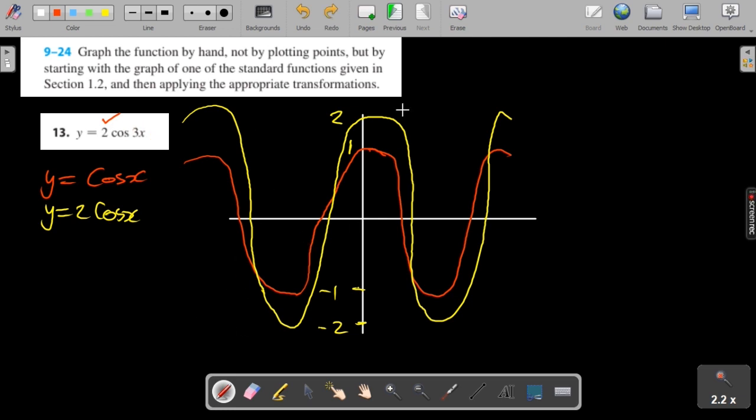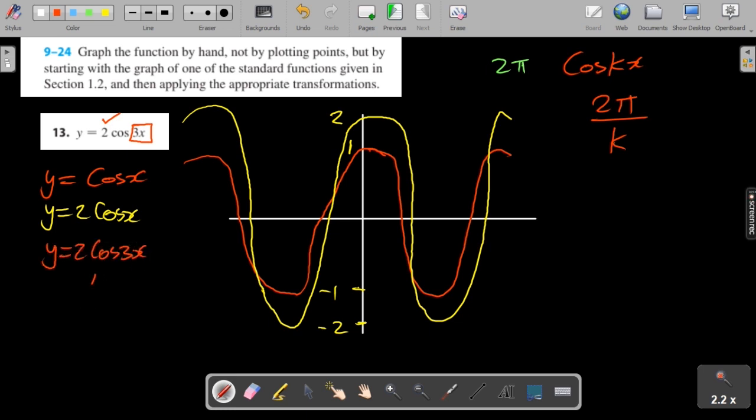So the period of the normal cosine function is 2 pi, which is 360 degrees. Now, if you ever have a number here, that would affect the period. So you're going to have this divided by k. Imagine a k there multiplied by x, or any other variable that you have. In this case, we have an x. So you're going to divide your period by that number. In our case, the new period here is 2 pi over 3, which is much smaller than 2 pi.